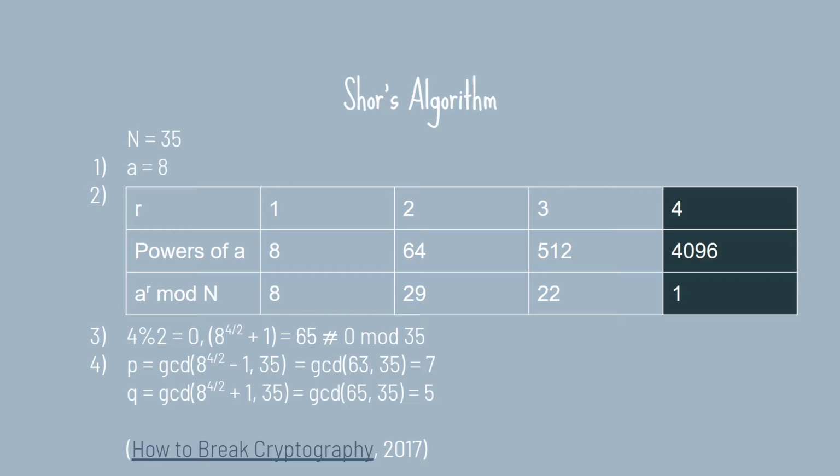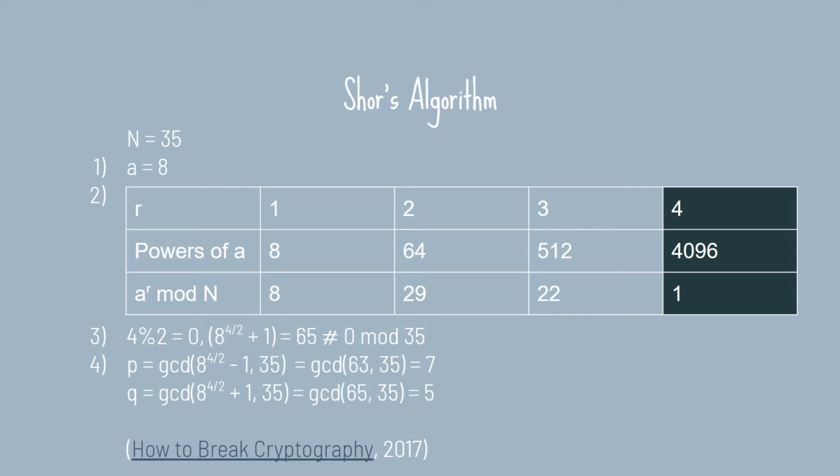This is our period. We then check that r is even, and that a to the r divided by 2 plus 1 is not evenly divisible by n. In this example, r is 4, and so it's even. And 65 is not evenly divisible by 35. Finally, we solve for p and q using the greatest common divisor. These are your two factors. In this example, we get p to be 7 and q to be 5, which is correct.